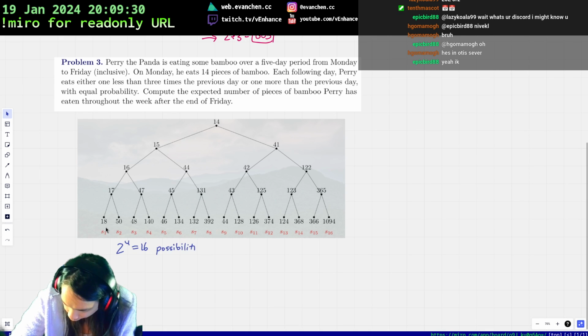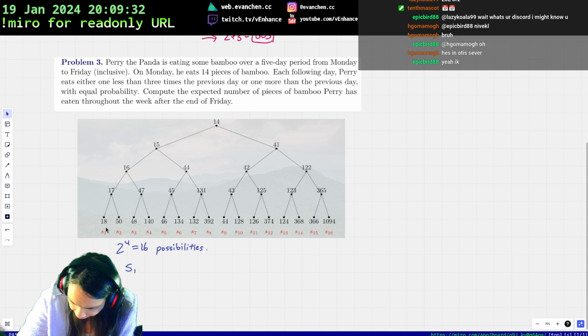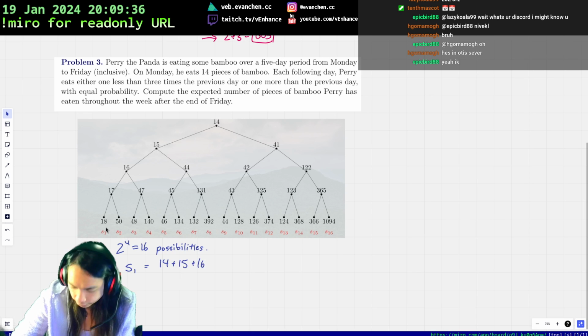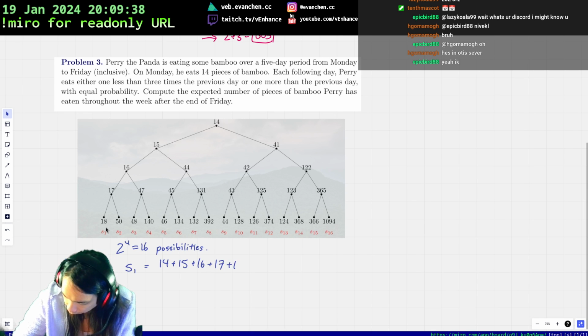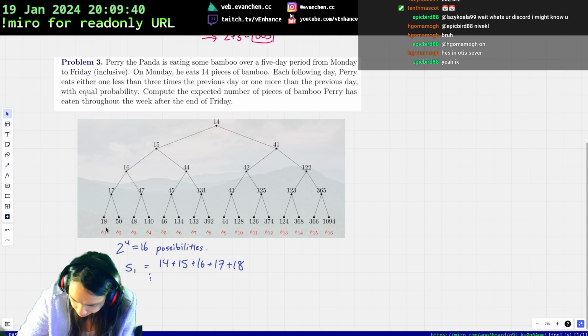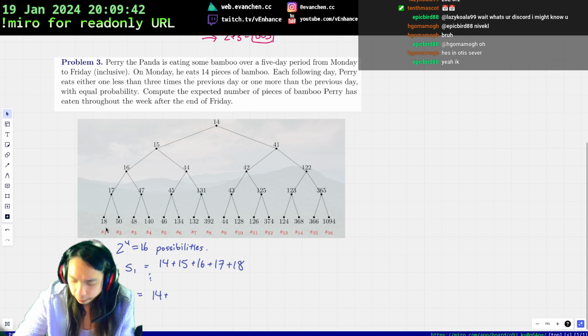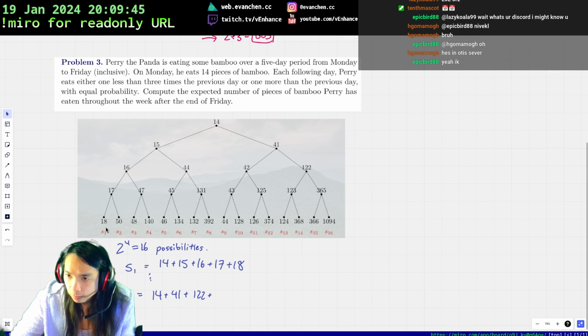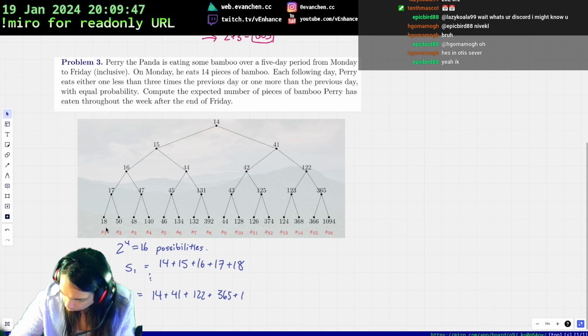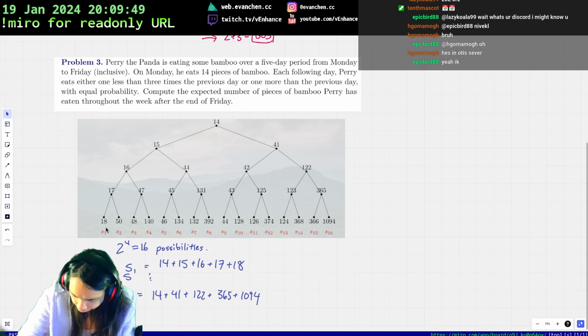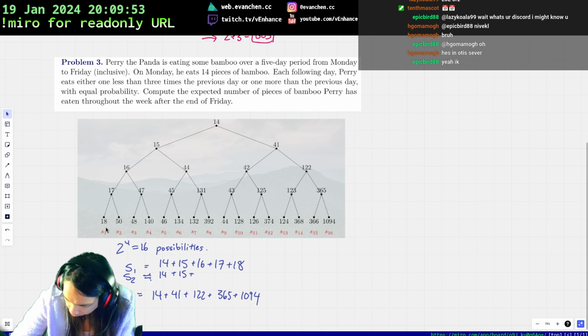And if you imagine what happens in this tree, one possibility is you always go up by one. So it's like 14 plus 15 plus 16 plus 17 plus 18. And then on the other side, the other most extreme possibility is the really big one. Let me write out S2 just as a second example. So S2 is 14, 15, 16, 17, and then 50.